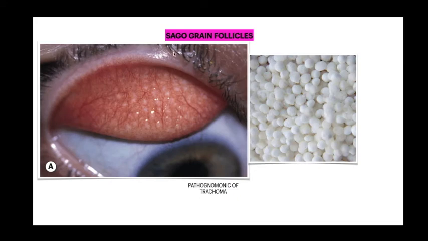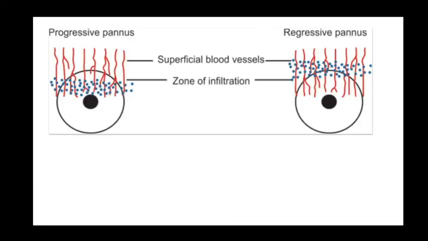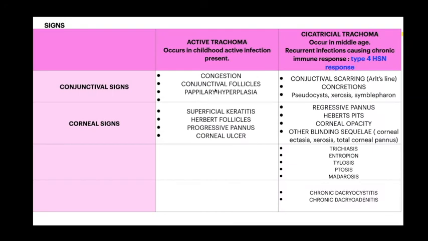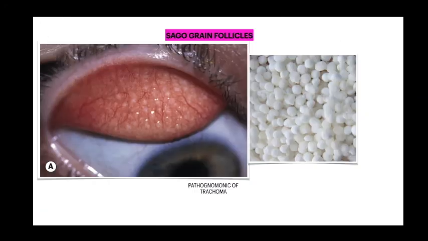Now in acute trachoma I said there are conjunctival follicles or follicular conjunctivitis. These conjunctival follicles resemble sago grain. This is pathognomonic of trachoma. So these are called sago grain follicles. You can see these follicles, one, two, many follicles are there, so that resembles the sago grain.